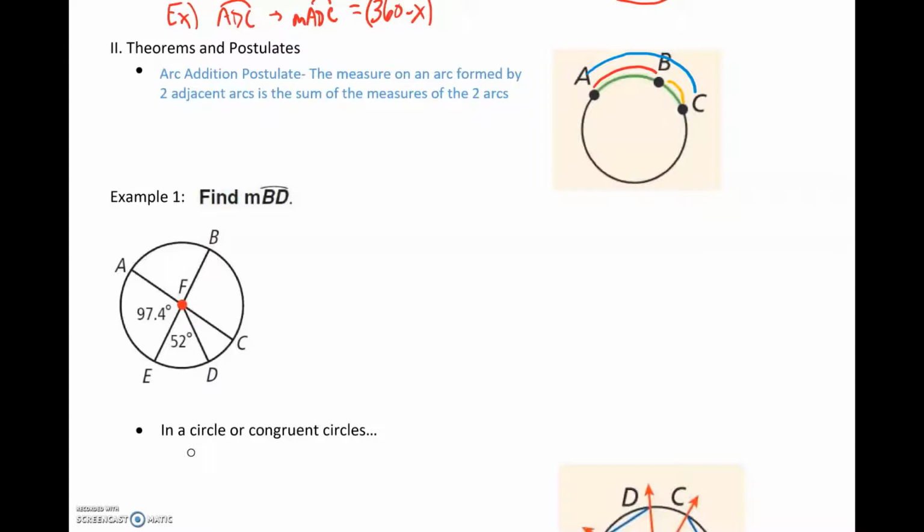So this is saying if I wanted to know the measure of arc AC, if I just add together the two smaller pieces that are adjacent right next to each other, AB and BC, I'm going to get that larger arc in blue, right?